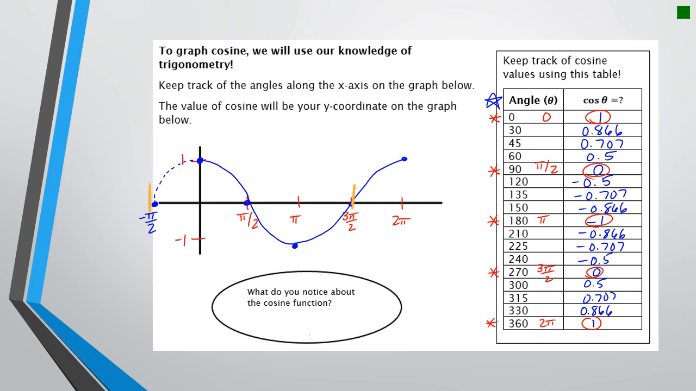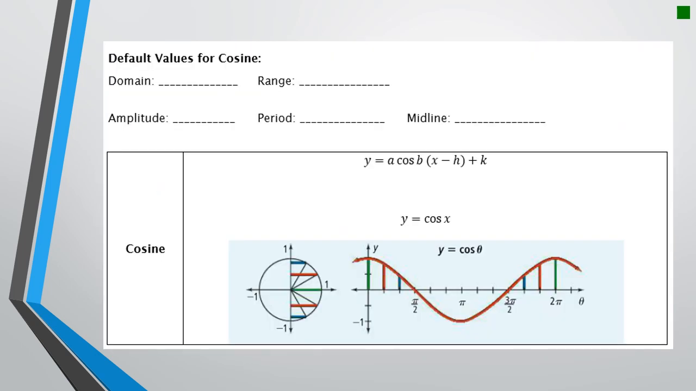So what you should notice about the cosine function is that it's the same thing as the sine function with a phase shift. The cosine function is the sine function with a phase shift. And I'll even be more specific that it's a phase shift of pi over 2 to the left. Default values for cosine are exactly the same as default values for sine. They're the same thing.